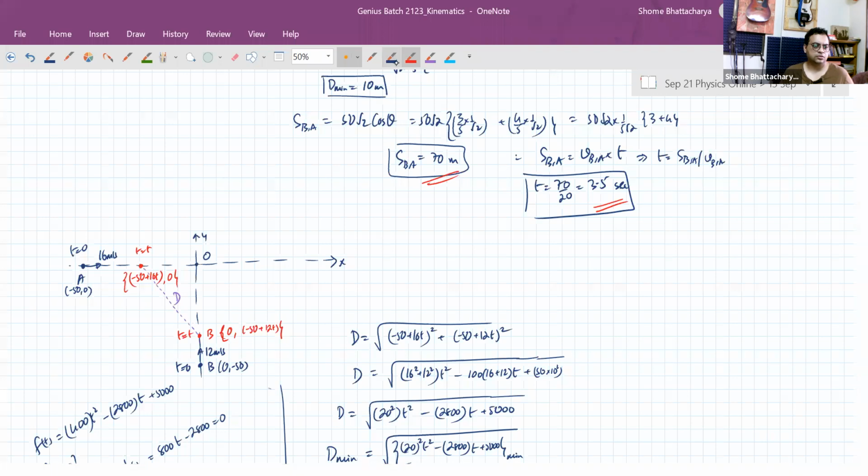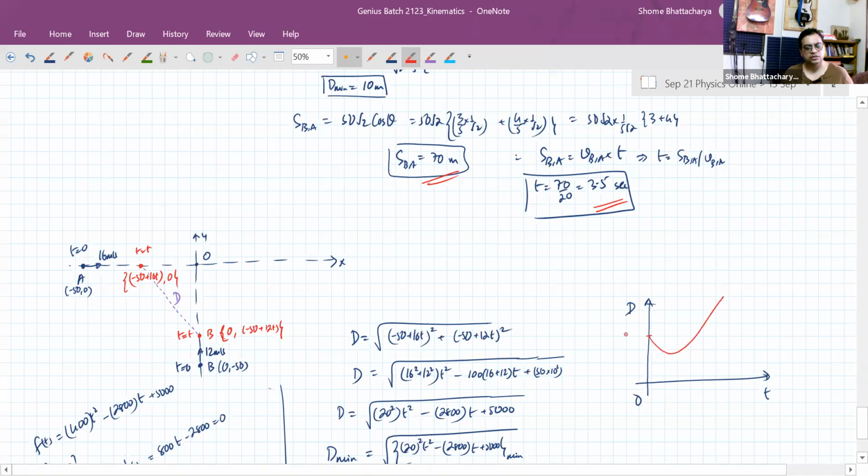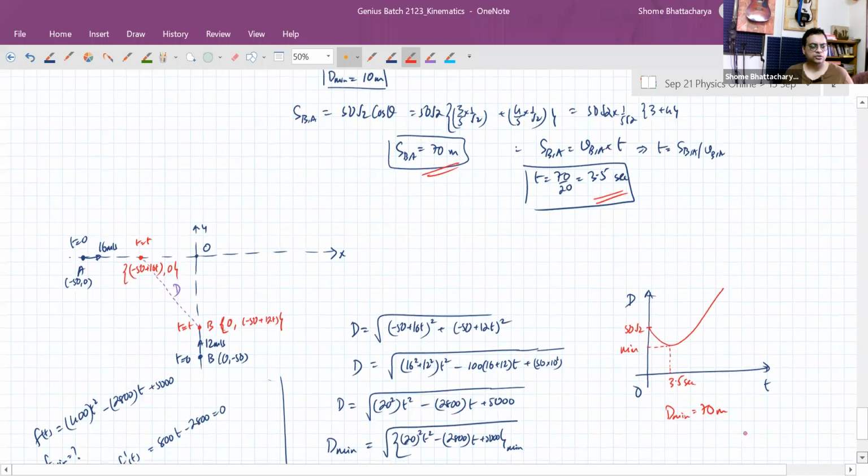So anyhow, when we work this out now, we'll see that the distance between them as a function of time is going to work out something like this. First decrease and then again increase. Initially it was 50 root 2, and it comes to some minimum value, which we'll calculate in a moment. But the time at which it will come to that minimum value will be 3.5 seconds. And that D minimum should, according to the above equation, come out to be 70 meters, which we can show in a moment from here.